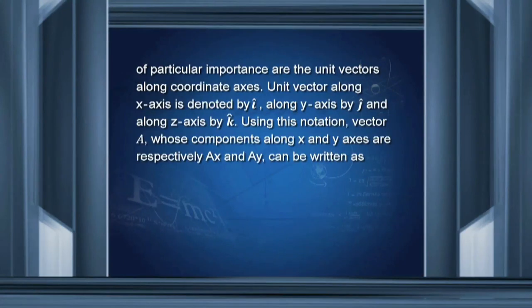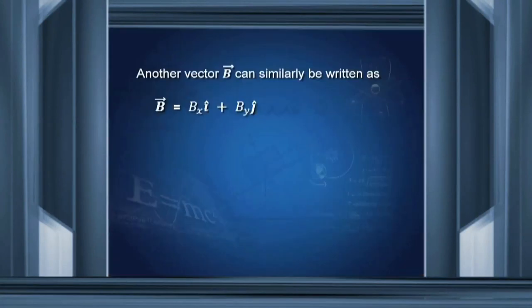Of particular importance are the unit vectors along coordinate axes. Unit vector along x axis is denoted by i cap, along y axis by j cap, and along z axis by k cap. Using this notation, vector A, whose components along x, y are respectively Ax and Ay, can be written as vector A equal to Ax times i cap plus Ay times j cap. This is how we write vectors now in terms of the unit vectors. Another vector B can similarly be written as vector B equal to Bx, the component along the x axis, so Bx into i cap plus By into j cap.